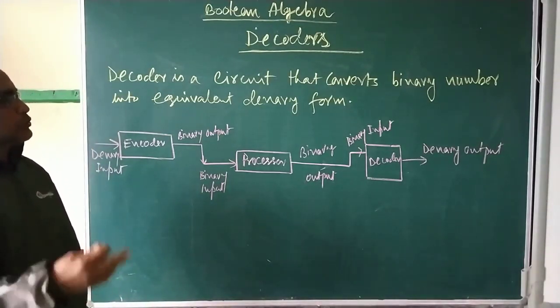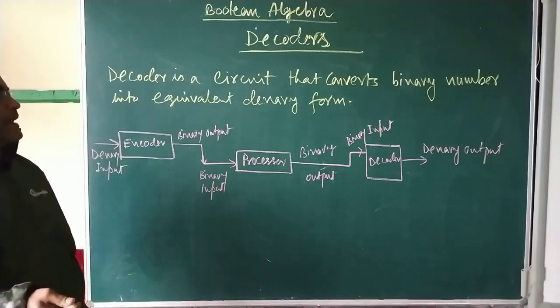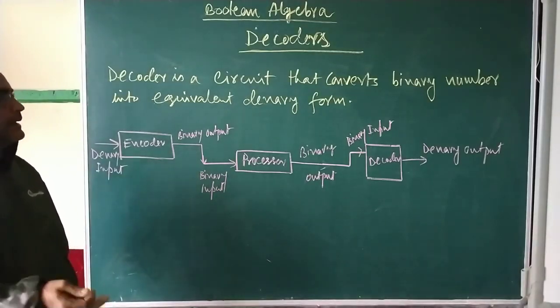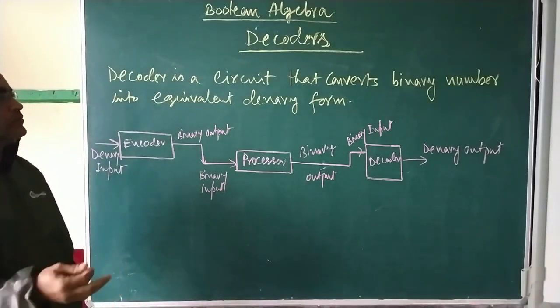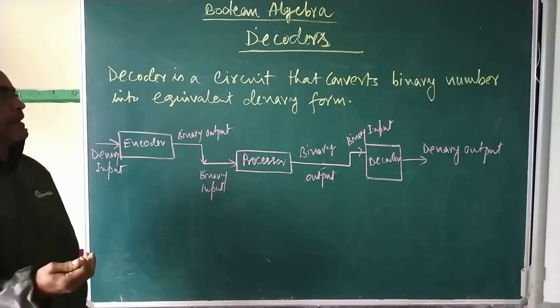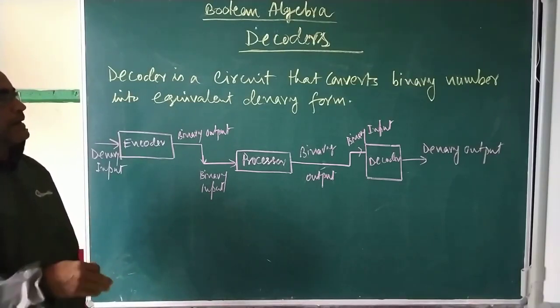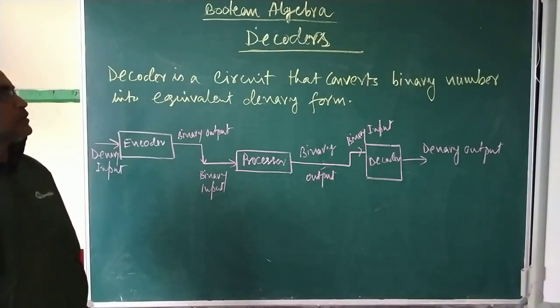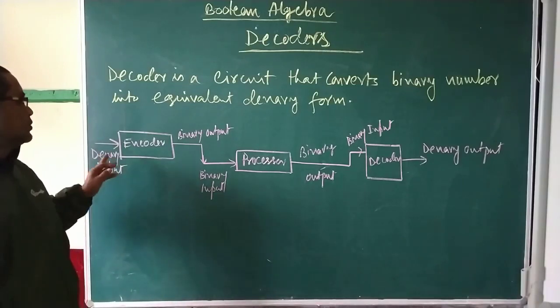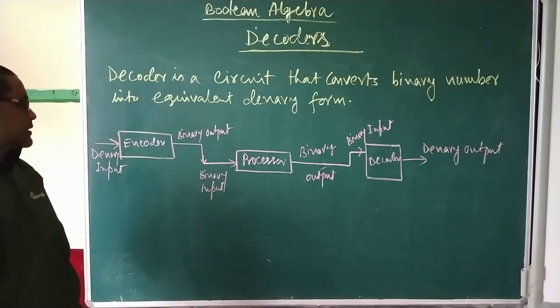The encoder was doing just the opposite. In the encoder, we are entering the decimal number and converting it into a binary number. But if the calculation is done in binary and we get the output in binary, then it will be difficult for us to understand. So there should be some opposite system where the binary number will be converted again into the decimal number. That is the decoder. So a decoder is a circuit that converts a binary number into the equivalent denary form or decimal number.